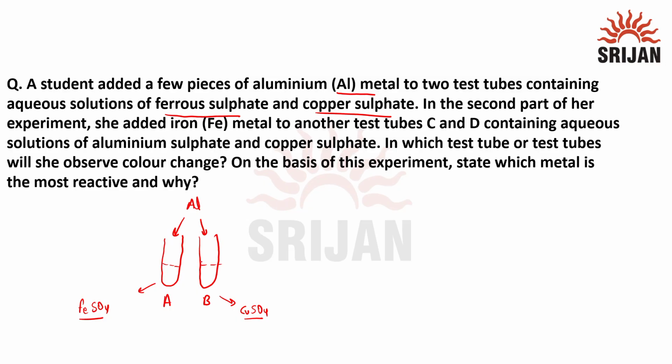Now the second part of the experiment: she takes another two test tubes like this, name them as C and D. Test tube D contains copper sulfate, that is CuSO4, and C contains aluminium sulfate, that is Al2(SO4)3, like this. Okay, so in this she is adding iron, that is Fe, into both test tubes. The question asked here is, in which test tube will the color change occur on the basis of the experiment?